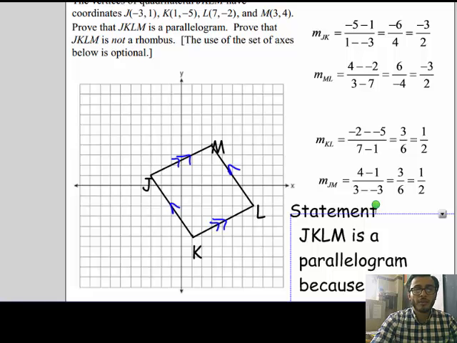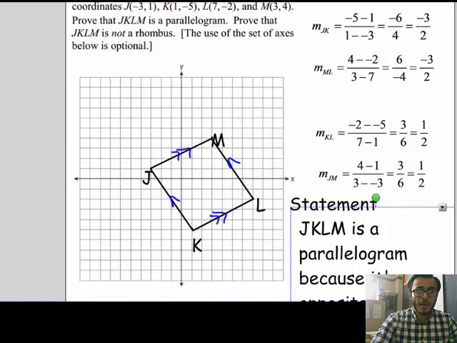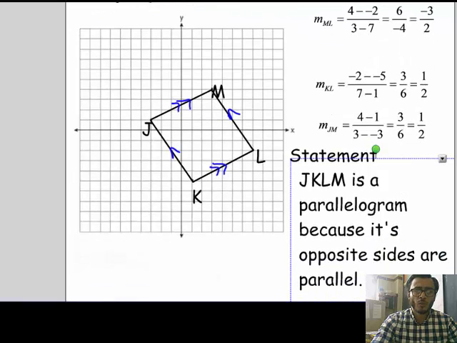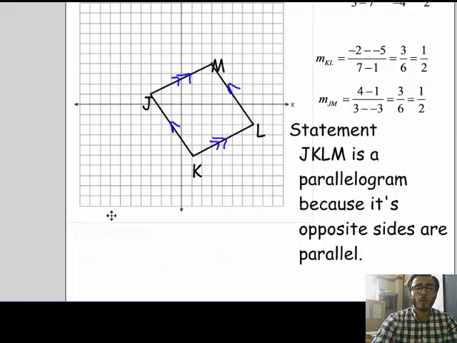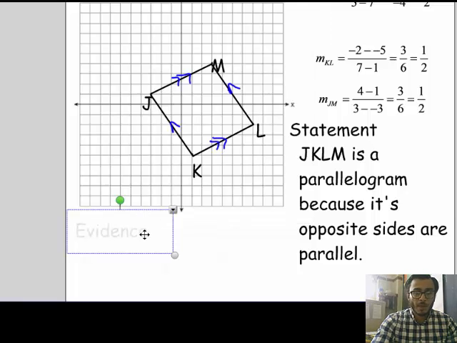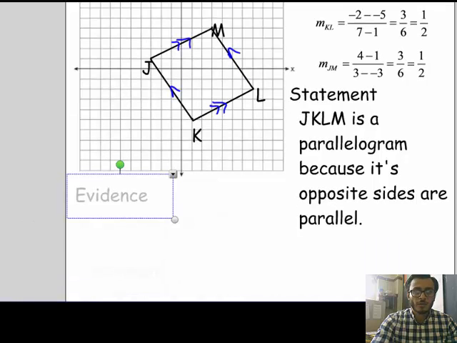Alright, now I have to prove that the figure is not a rhombus. And again, there are many ways you could do that. You know, if you want to use the distance formula and say all the sides are not equal, that's another way to do it. But remember what I said in the beginning of this video, I'm going to exclusively use the slope formula for my proofs. So if I want to prove this is not a rhombus using the slope formula, I have to show that the diagonals are not perpendicular. So that means I need to find the slopes of the diagonals. So I'm going to have an evidence piece and then later a statement piece. So here is my evidence.